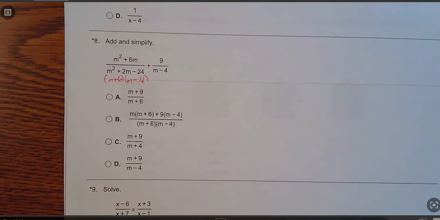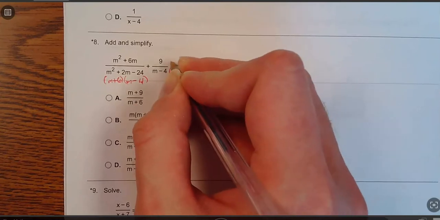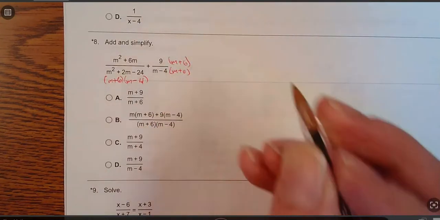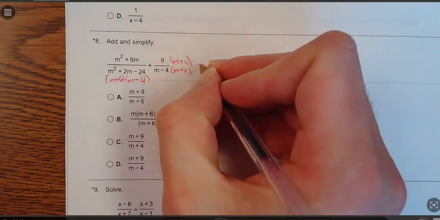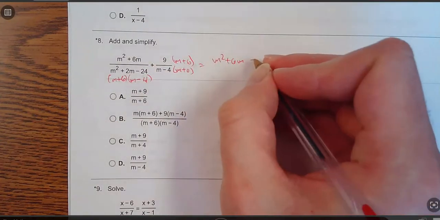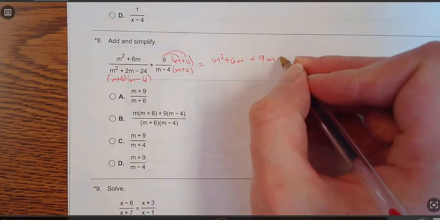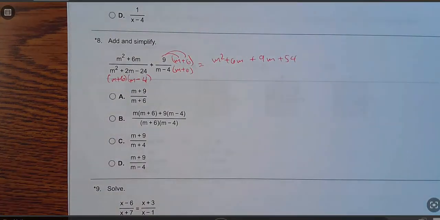And just double check, does that add to give me 2? And it does. So these would be the same if I multiply this one by m plus 6. I got to do it on top and on bottom. So now they are the same. I just got to look at the tops. So I got m squared plus 6m plus 9m plus 54. Okay.